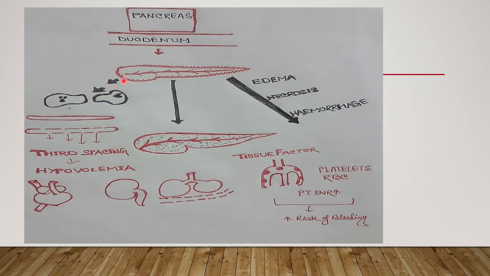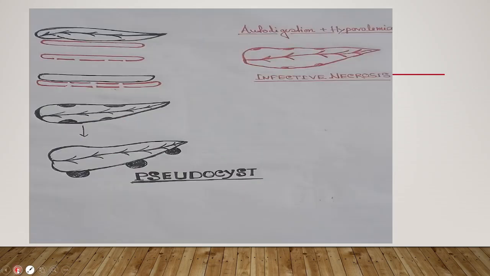Who stimulates our immune system? Pancreatitis. So all the complications arise from pancreatitis. These are the systemic complications. Then comes the local complications, which I described previously, about pseudocyst. How does the pseudocyst look?